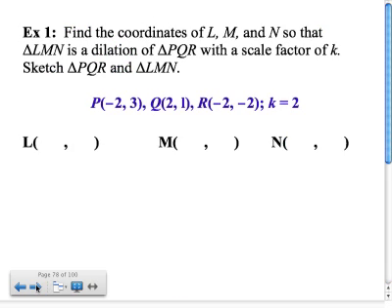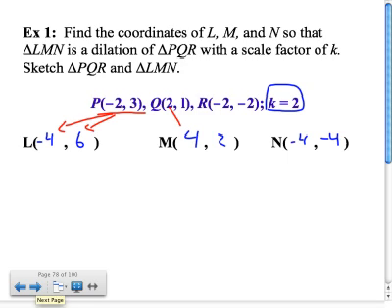So example 1 says find the coordinates of L, M, and N so that triangle LMN is a dilation of triangle PQR with a scale factor of k. Sketch PQR and LMN. So my scale factor is 2. So then that means that the coordinates of L are (-4, 6). Coordinates of M are (4, 2). And the coordinates of N are (-4, -4). Again, all I did here was I took these two, multiplied them each by 2. Multiply these guys by 2, and multiply these guys by 2, and that's where I get my new coordinates from.